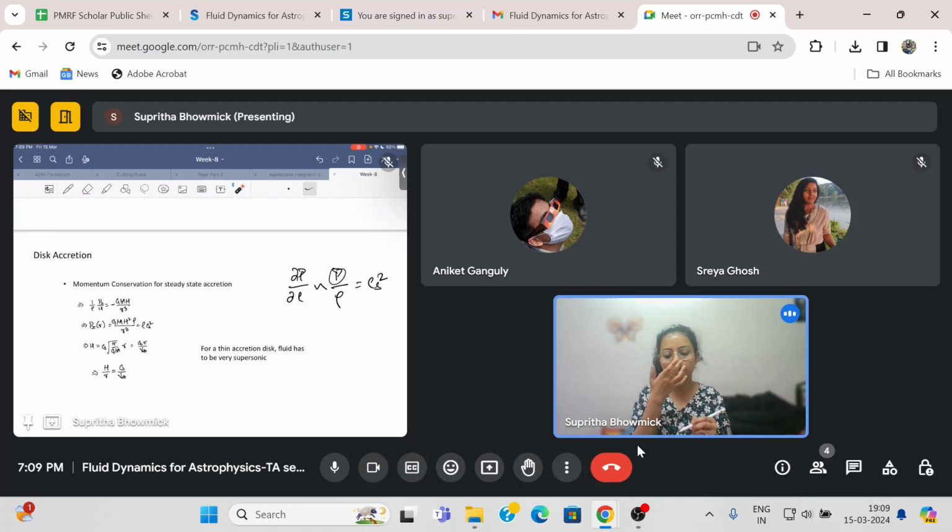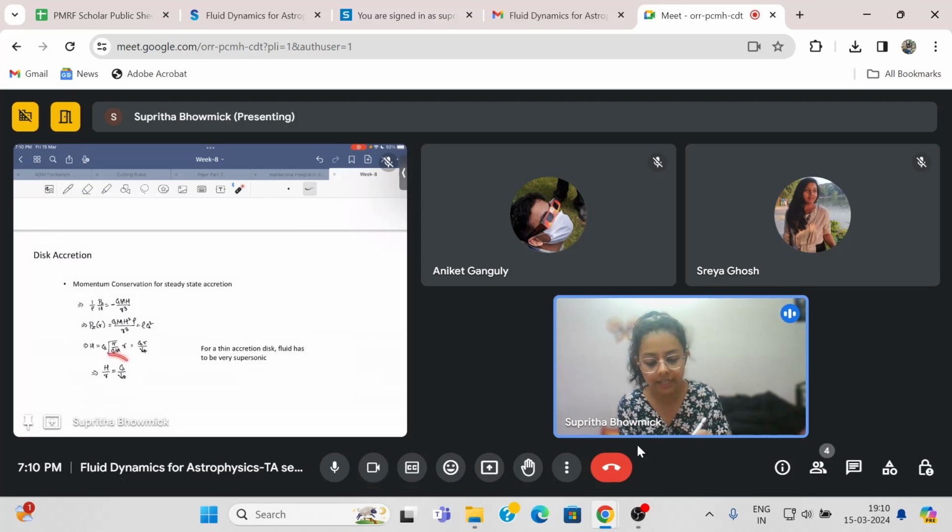So what do we learn from this? We say that, once again, this is true for radial distances much larger than the height of the disk that we are considering. So we understand from this that if we want the disk to be thin, then the azimuthal velocities of the particles in orbit must be very supersonic. The fluid, or I should say the particles that are being accreted, should have azimuthal velocities which are very, very supersonic. Otherwise, the disk that is formed will not be thin.